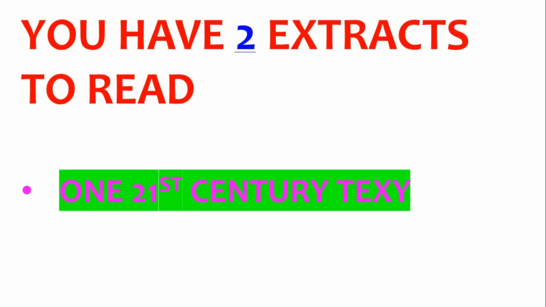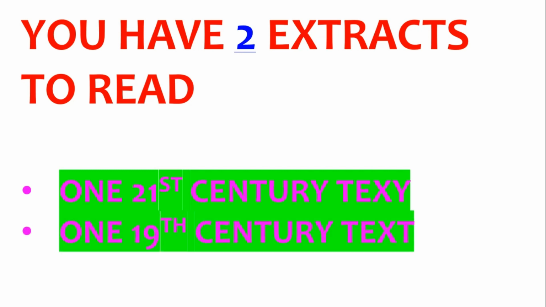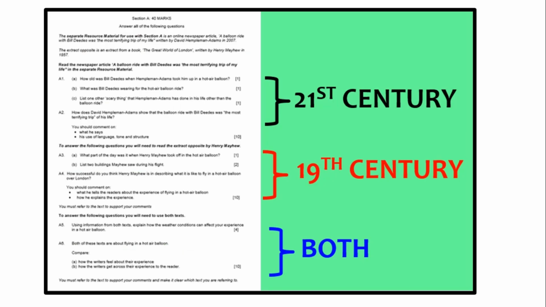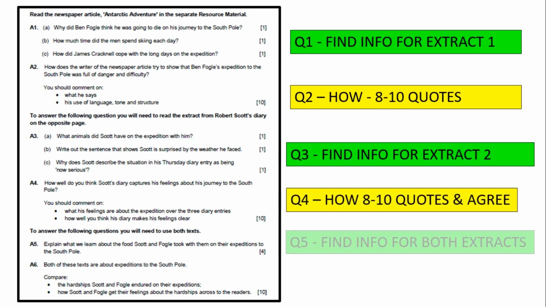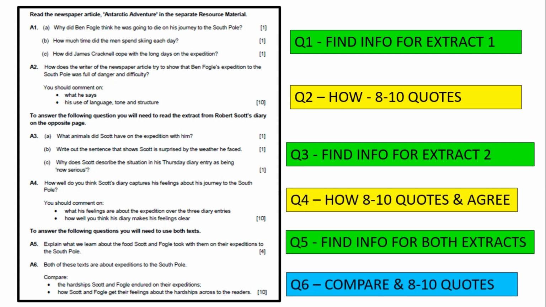So in the reading, you've got 2 extracts to read, one from the 21st century and one from the 19th century. And basically questions 1 and 2 will be the 21st, 3 and 4 will be the 19th, and 5 and 6 will be looking at both extracts. So here's how the exam looks.